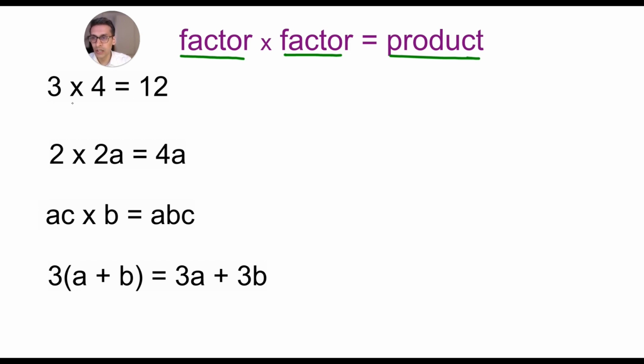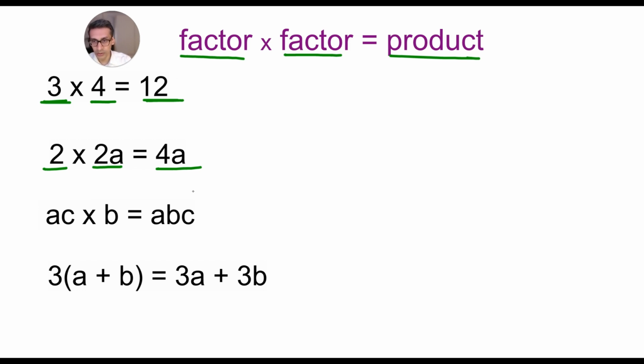For example, a factor of 12 is 3, another factor of 12 is 4, 3 times 4 is 12. Now you can't pick any factors. For example, 1 is also a factor and 2 is a factor of 12, but 1 times 2 is not 12. We're just saying these happen to be 2 factors of 12 that are multiplied to give you 12. So here we can see 4a is the product. The 2 factors are 2 and 2a.